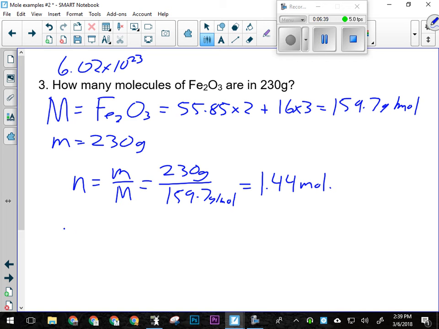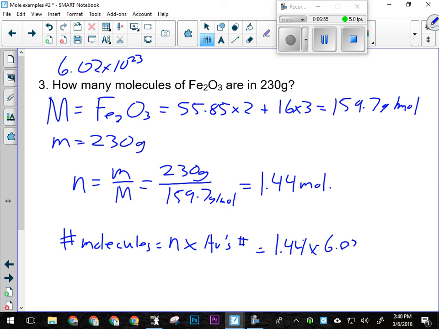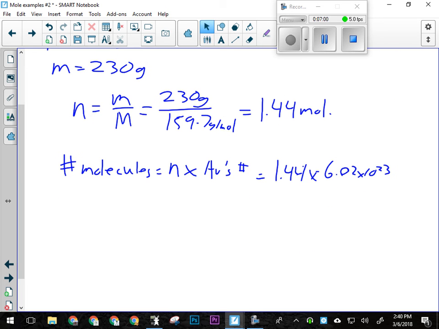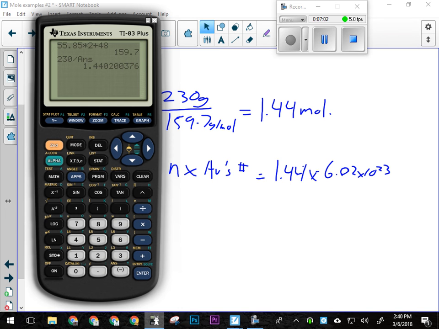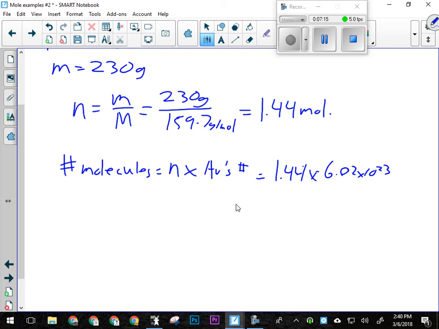Okay, so the number of molecules is going to equal N times Avogadro's number. So that's going to be 1.44 times 6.02 times 10 to the 23. Remember, we've got to put that in brackets and use the exponent button, 23, okay? And we're going to get 8.67 times 10 to the 23 molecules.